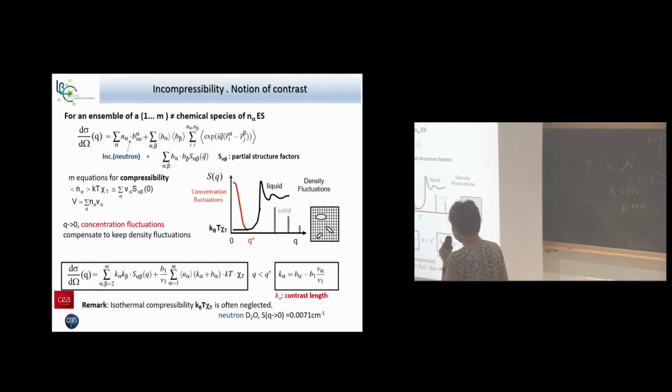Good. So this was to introduce a contrast. Due to the compressibility, you have N equations, but the total volume should be kept. By this way we get rid of one component, but this reveals the notion of contrast. Since the contrast is a prefactor of this partial structure factor, to have a signal we need a difference between the species in order to measure something.